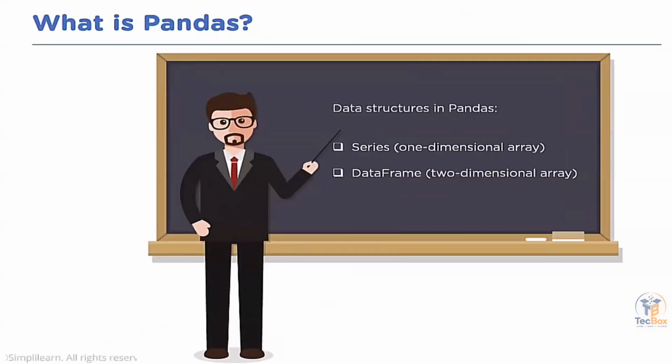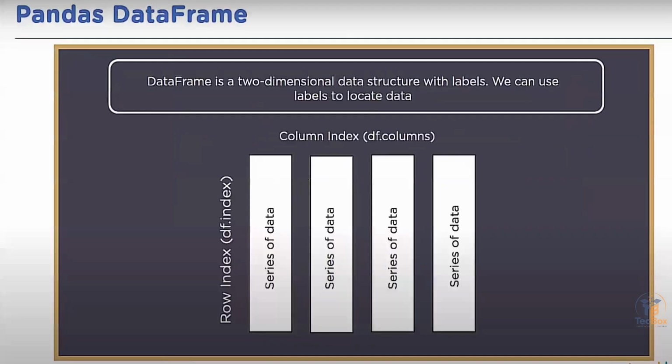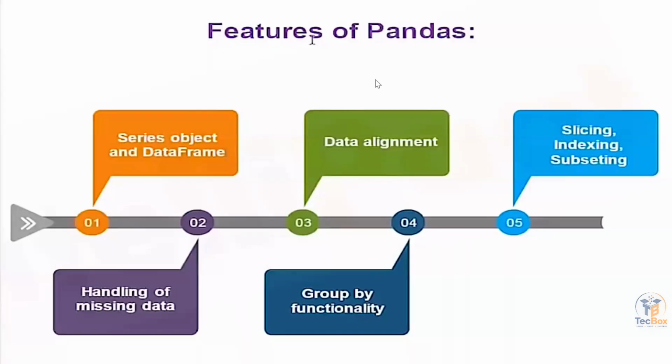Next, in pandas we have two types of things: one is series, one is data frame. Series deals with a one dimensional array, and data frame deals with a two dimensional array. We had already covered the concept of series. A data frame is a two-dimensional structure. So what can be done using pandas? We can work both with series and data frame.